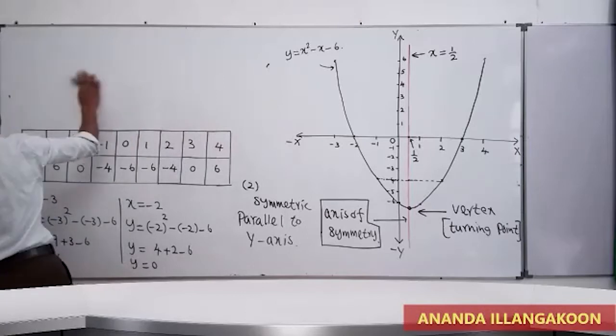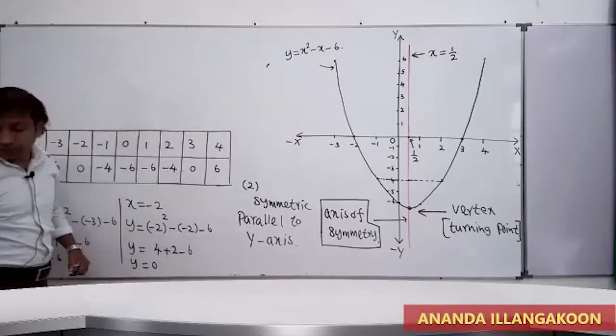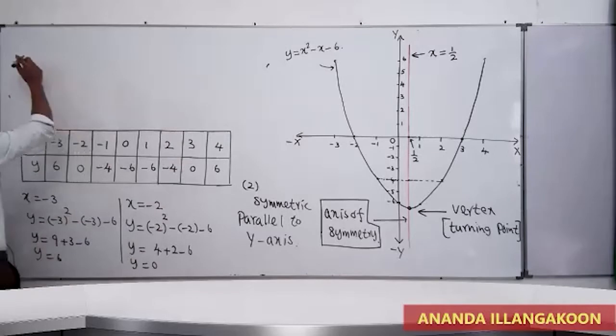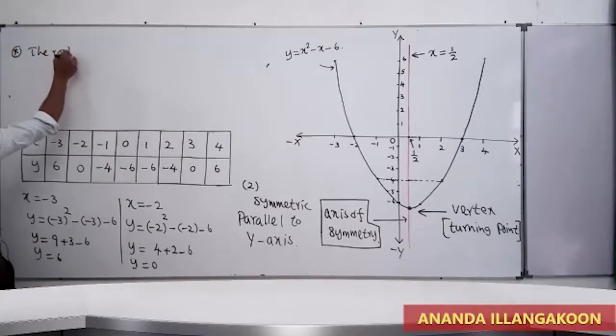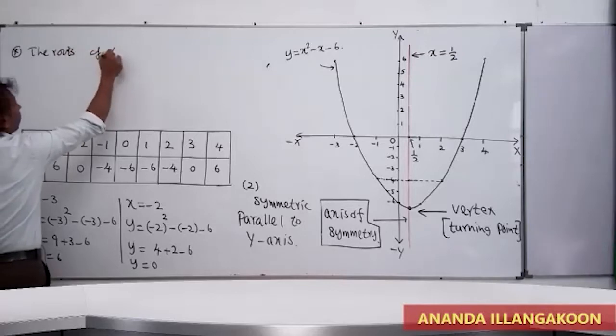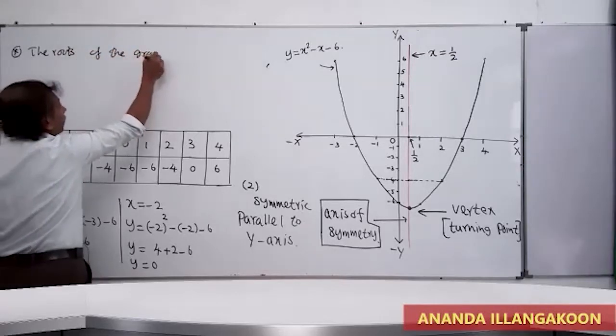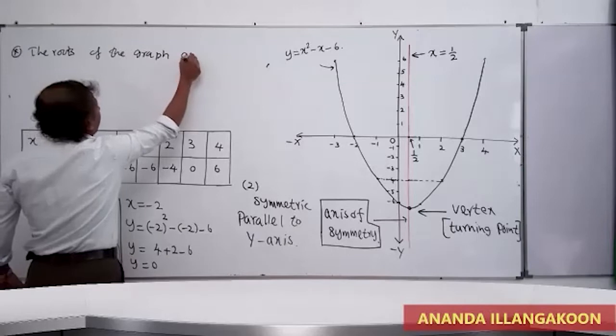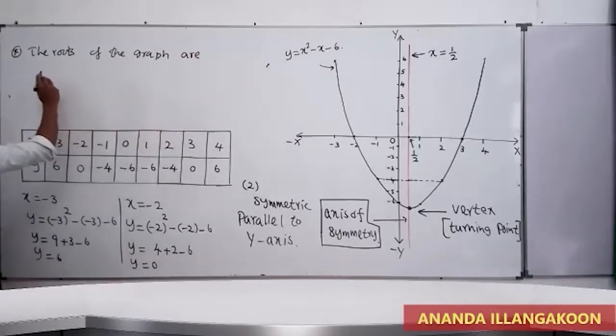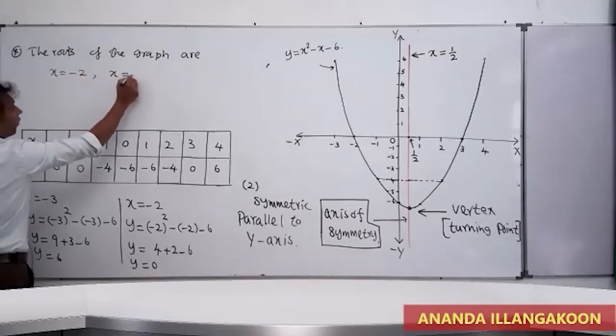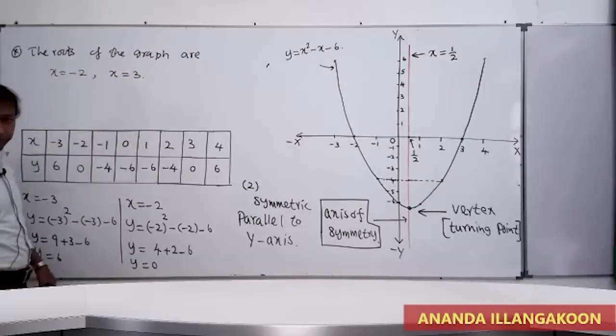Write down like this. The roots: first one, put a star mark and write the roots of the graph are... What are the values, people? One root is x equals -2, other one is x equals 3. Right.